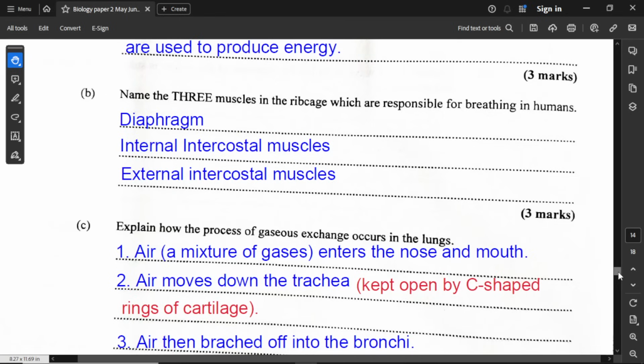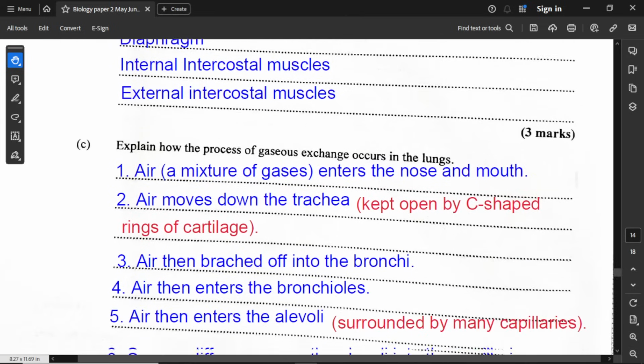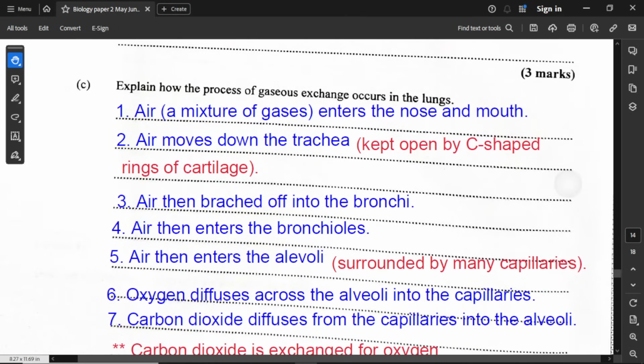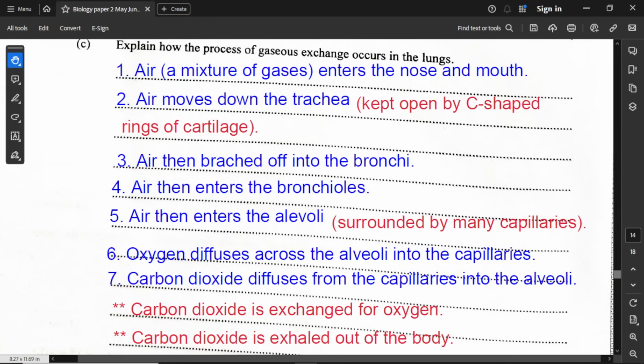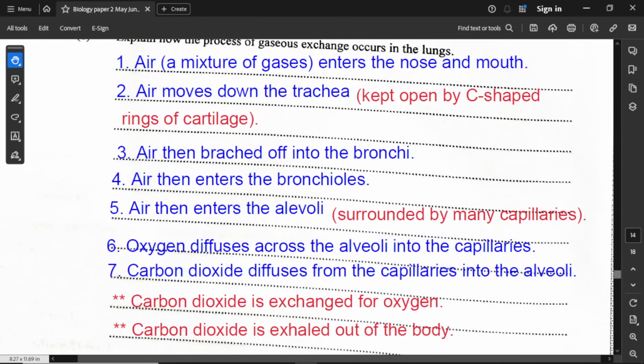All right, part C. For part C, it said explain how the process of gaseous exchange occurs in the lungs. I give you a whole outline of how the air reaches the lungs first, and then I mention at the bottom what will actually take place in the lungs. The first thing is that air is a mixture of gases. It enters the nose or nostrils and also the mouth, and air moves down the trachea.